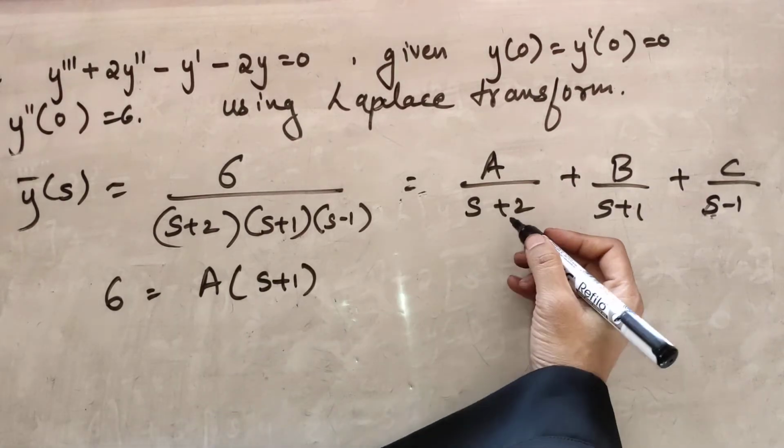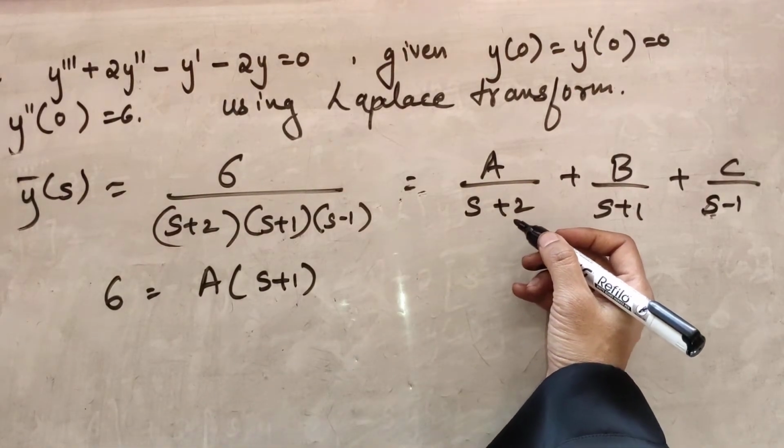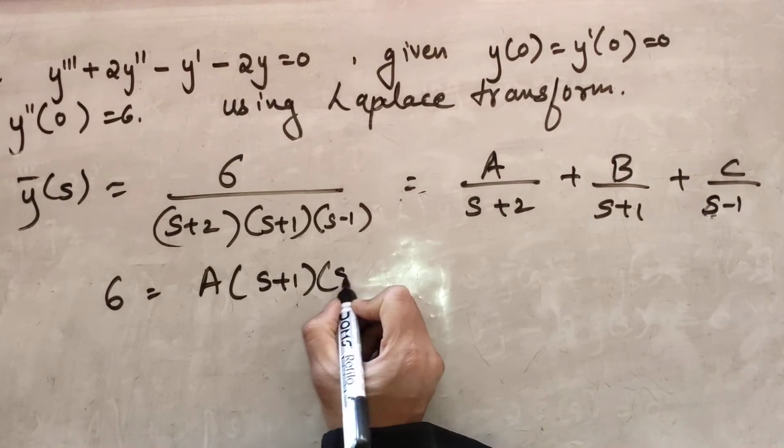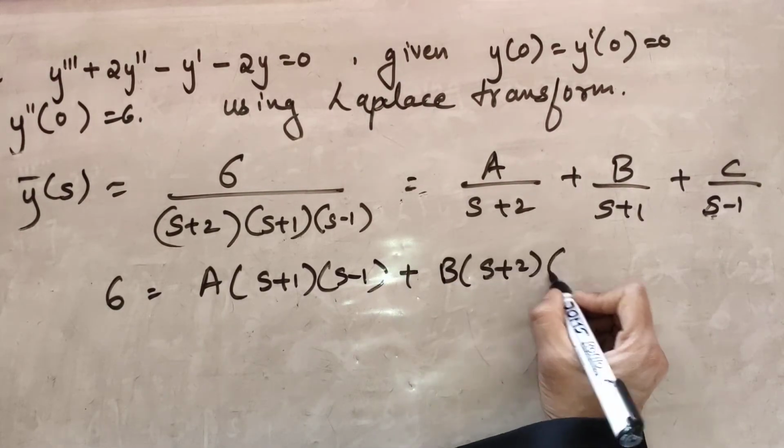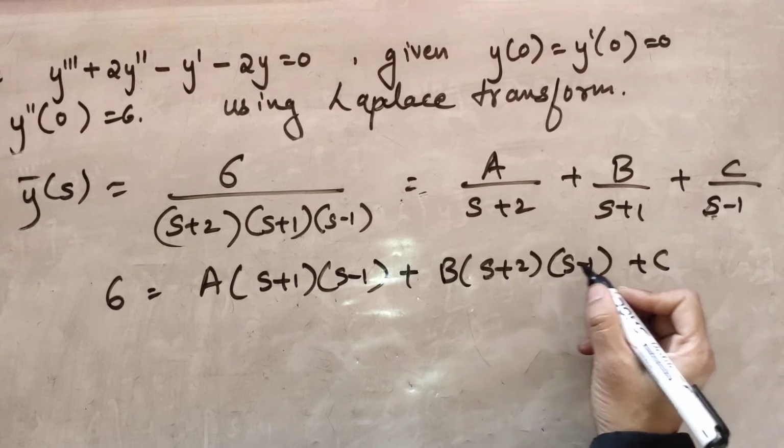The denominator of a does not contain what? s plus 1 and s minus 1. What is absent in the denominator of b? s plus 2 and s minus 1. What is absent in the denominator of c?